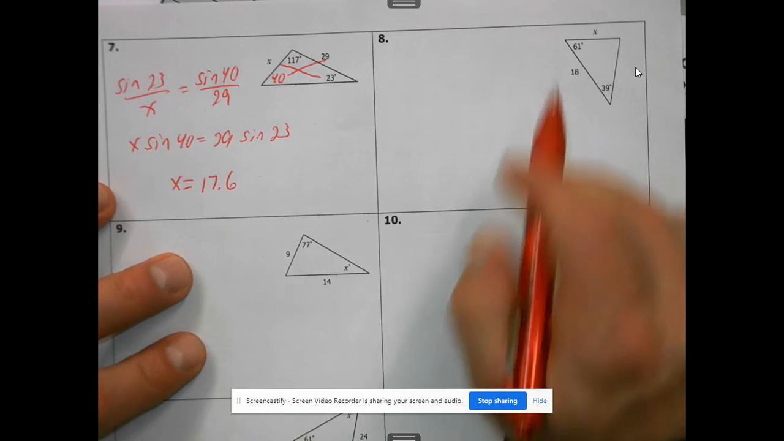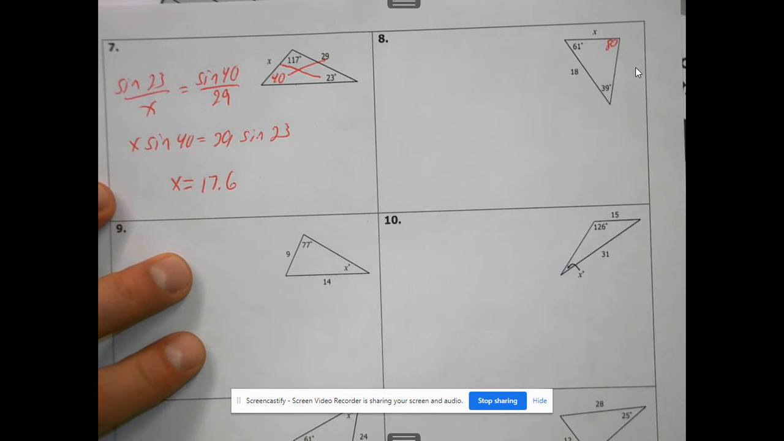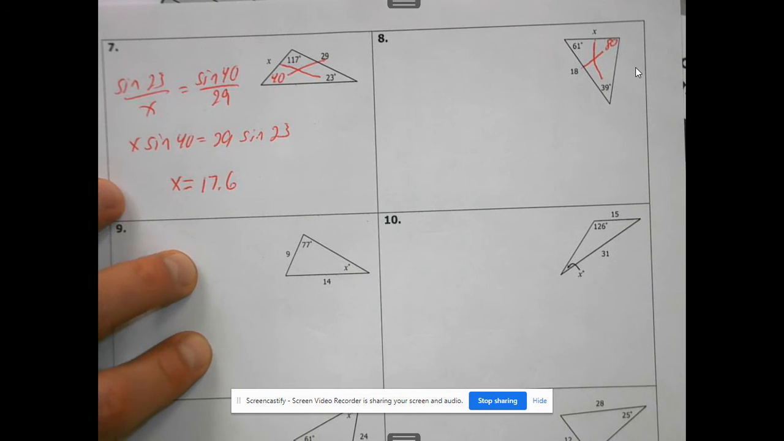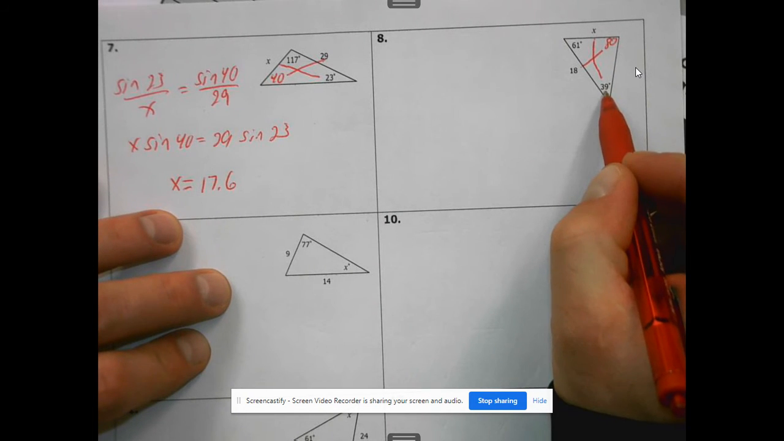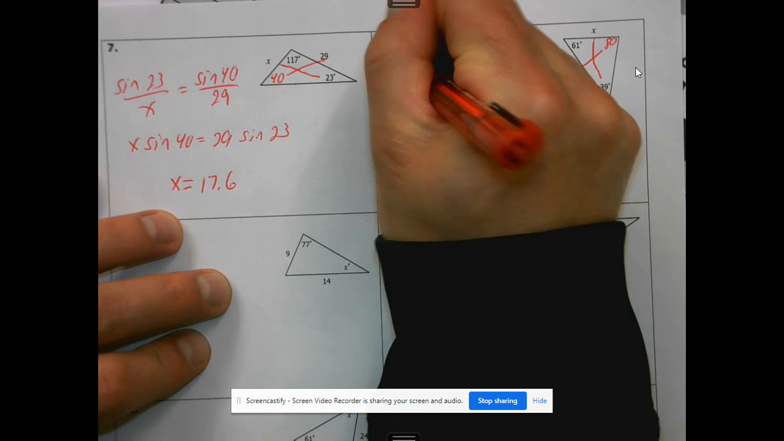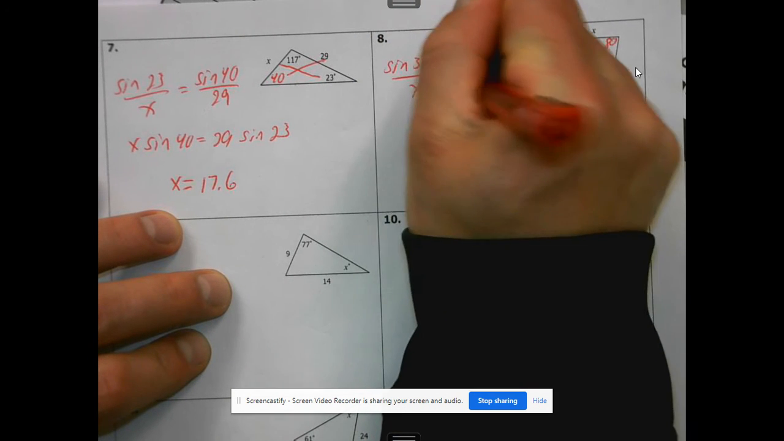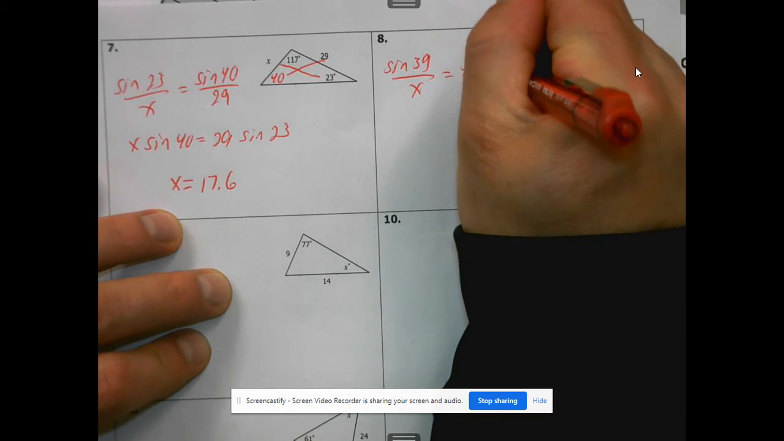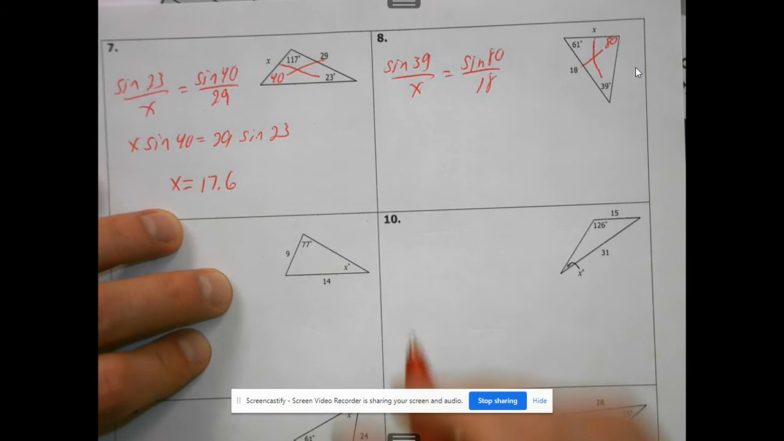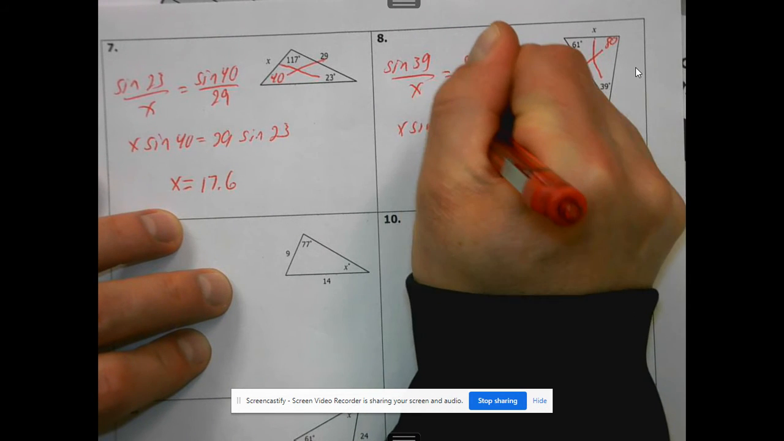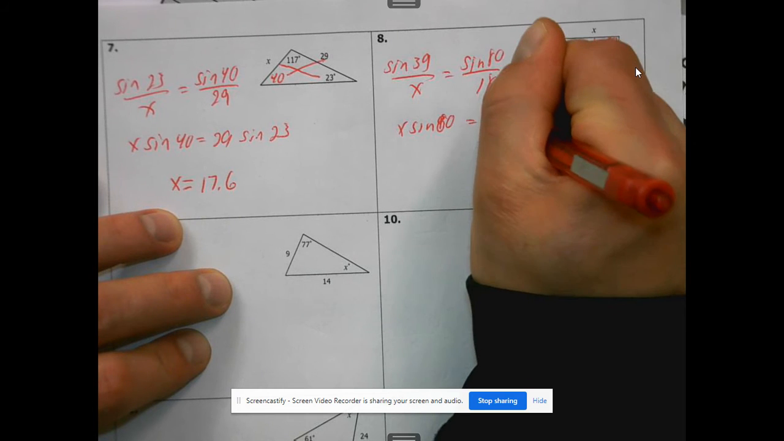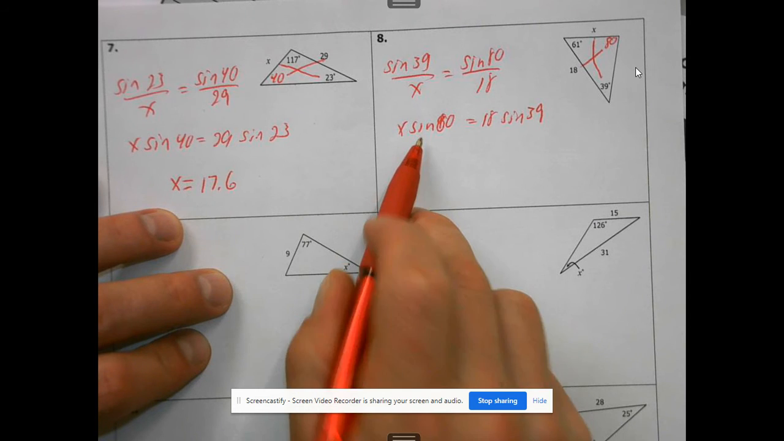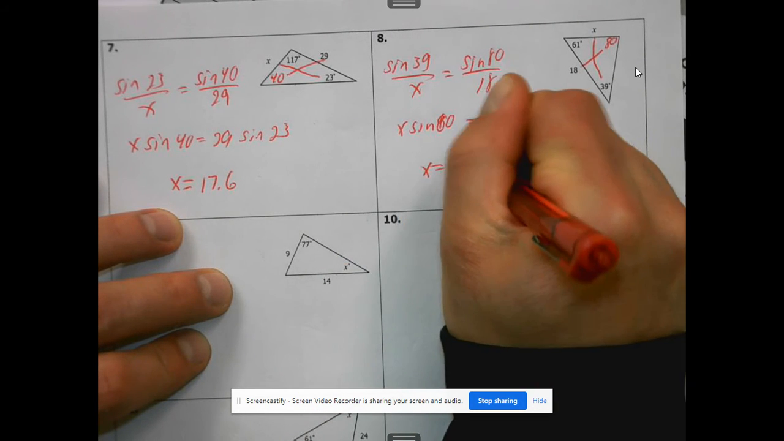Number 8, got to find the missing angle first. 80. X goes with the 39. 18 and the 80 go together. All right, so sine of 39 over side x equals sine of 80 over 18. Cross multiply. X times sine 80 equals 18 times sine 39. Divide both sides by sine 80. X comes out to be 11.5 rounded.